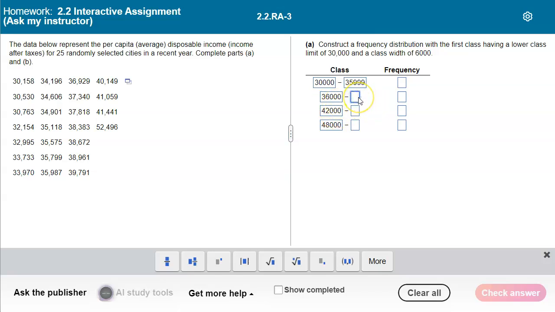And I'll do the same thing for the next class interval. So if I want to know how far it should go, I don't want it to overlap with this next interval. So let's go 1 unit back. We'll subtract 1 and get 41,999. And I continue doing that process. And also notice that these are 6,000 units apart. I could also just say 41,999 plus 6,000. And then 47,999 plus 6,000.